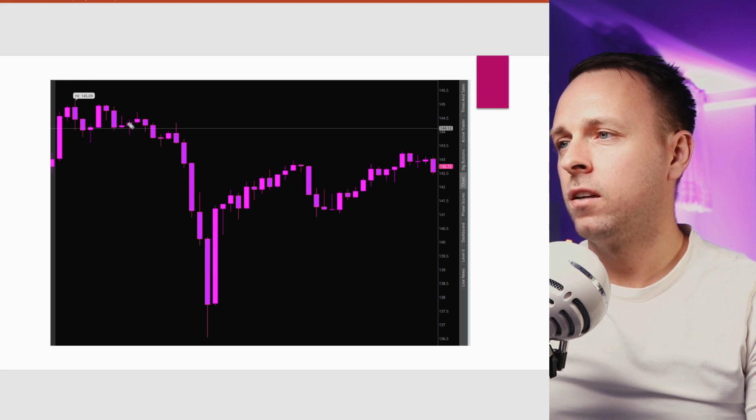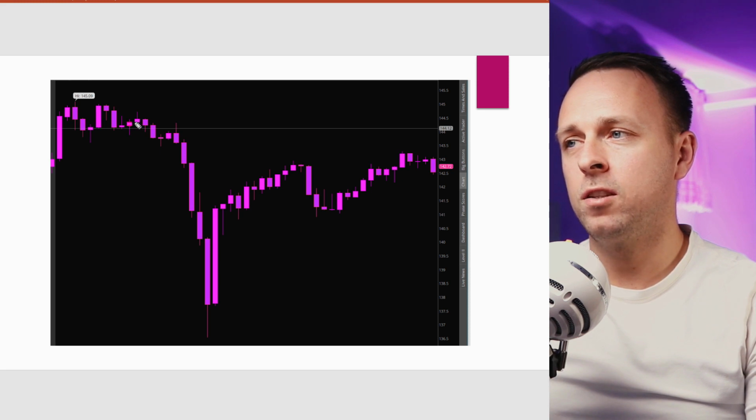opened here and closed down there, why is it closed down here? Because this one opened here, right? So if this one opened right there, that means that one closed right there. So this one was green, and then this one was also green because this one opened higher. If this one was red, this one would have opened down here, if that makes sense.